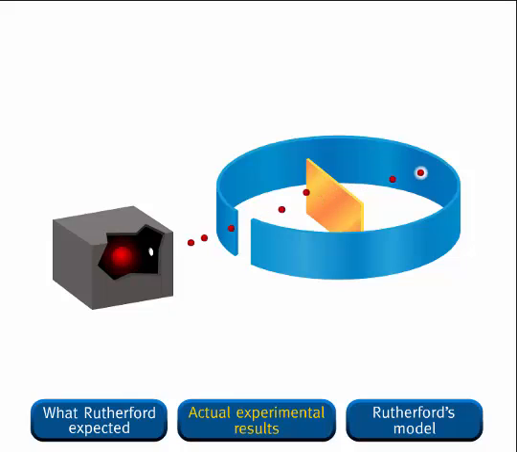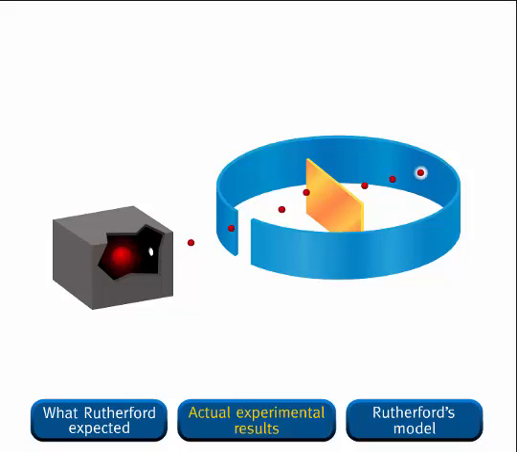This was a most surprising finding, for in Thomson's model, the positive charge of the atom was so diffuse, or spread out, that the positive alpha particles were expected to pass through the foil with very little deflection. Upon making this discovery, Rutherford exclaimed, "It was almost as incredible as if you fired a 15-inch shell at a piece of tissue paper and it came back and hit you."